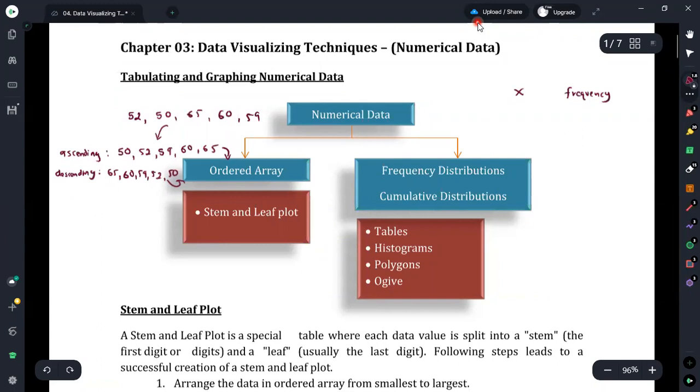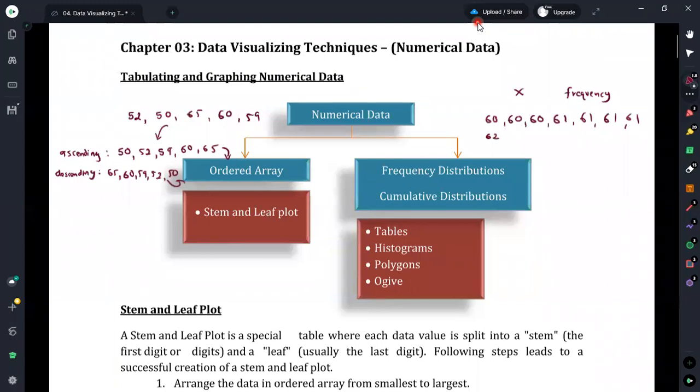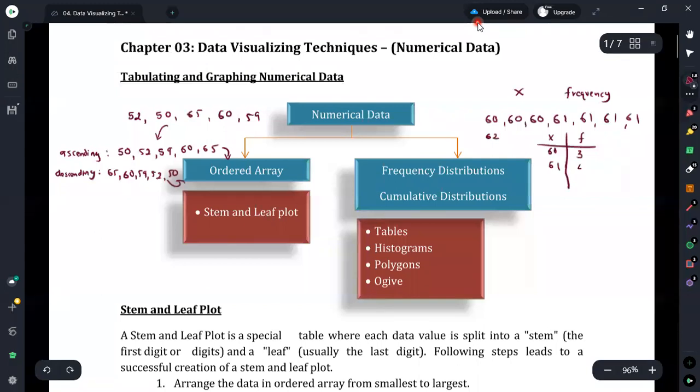It is simply, if we are considering a large set of data, such as 60, 60, 60, 61, 61, 61, 61, 62. Here, rather than taking it as an ordered array of numbers, we can consider it as a frequency distribution. It is because the same number has repeated several times. If I let x equal 60, then I can see that 60 has appeared 3 times. Therefore, the frequency of 60 is 3, the frequency of 61 is 4, and the frequency of 62 is 1. Likewise, we can construct the frequency distribution.